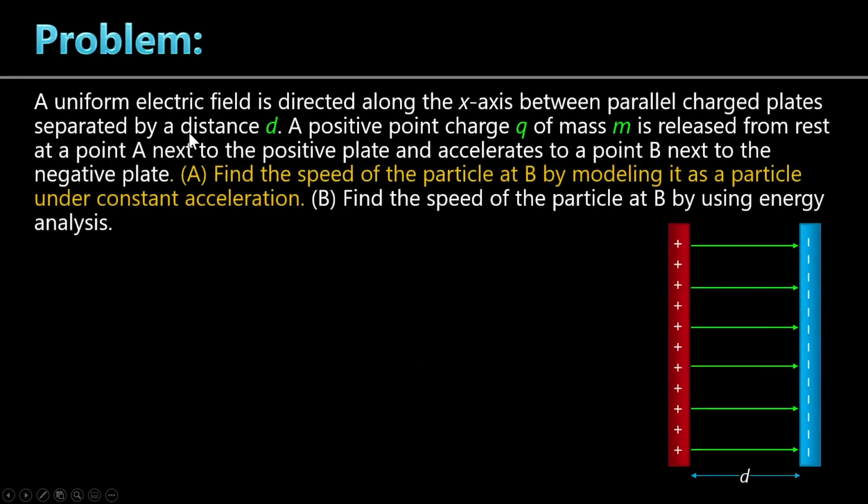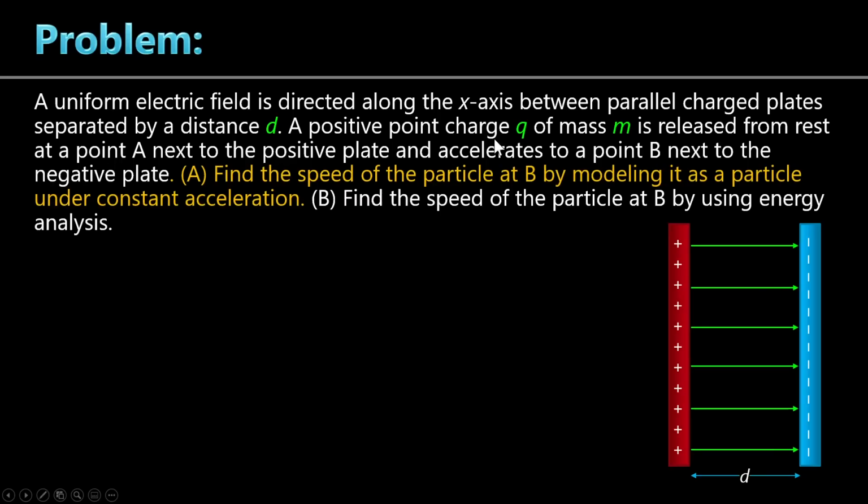A uniform electric field is directed along the x-axis between parallel charged plates separated by a distance d. Ito yan, ano? Meron tayong dalawang charged plates, yung nasa kaliwa positive, yung nasa kanan negative. Anong itsura ng electric field? Away from the positive towards the negative. Kaya yung electric field ay directed to the right. Uniform yung electric field. Kaya makikita natin parallel yung mga electric field lines and they are equally spaced. Tapos yung dalawang plates, ang distance nila ay d.